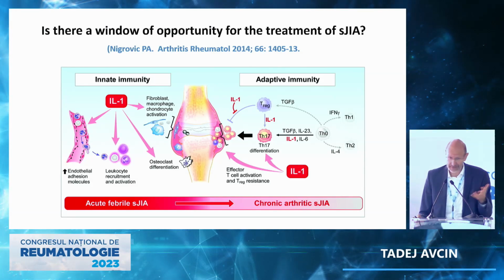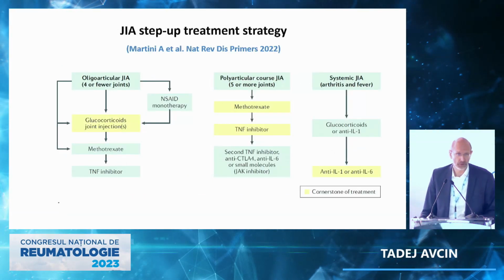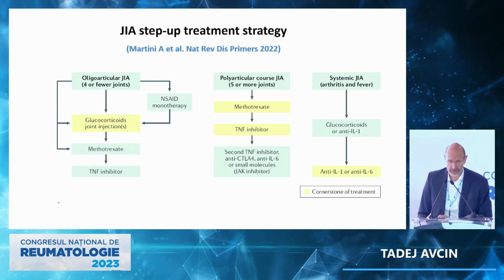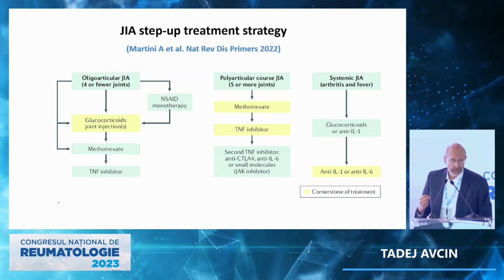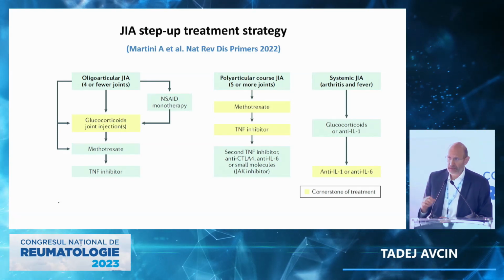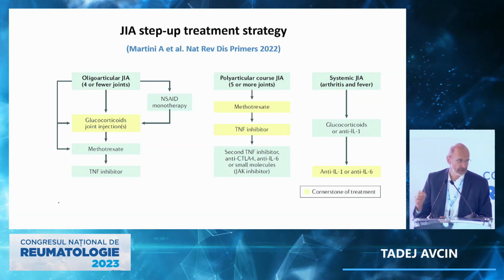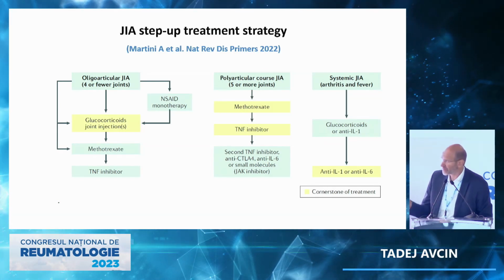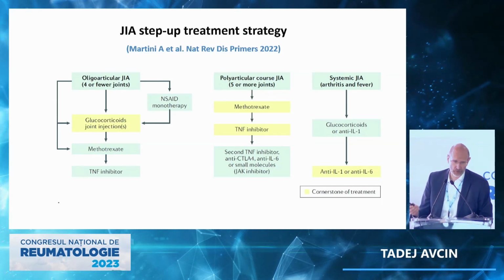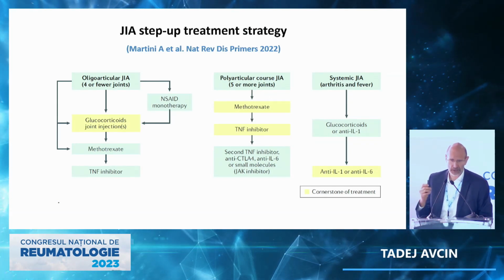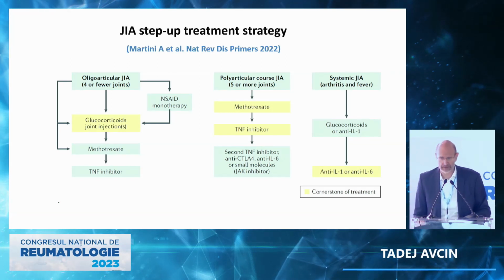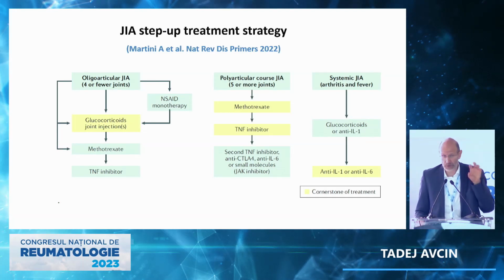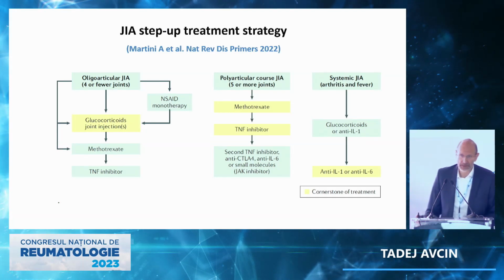We do suspect that a similar window of opportunity might also be in place for other subgroups of juvenile idiopathic arthritis. Currently, our treatment approach is based on a step-up treatment strategy. Step-up treatment strategy means that you can see here the mainstays of our treatment: for oligoarticular, glucocorticoid injection; for polyarticular, methotrexate and TNF inhibitor; and for systemic JIA, several patients at our center would go to interleukin-1 immediately.